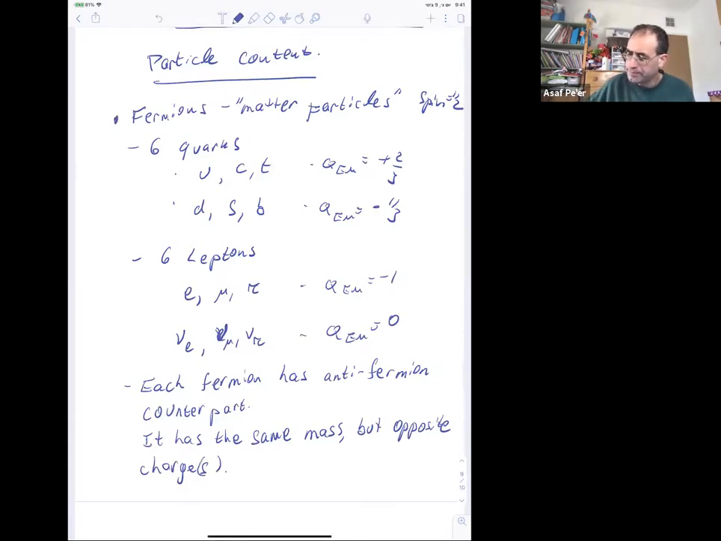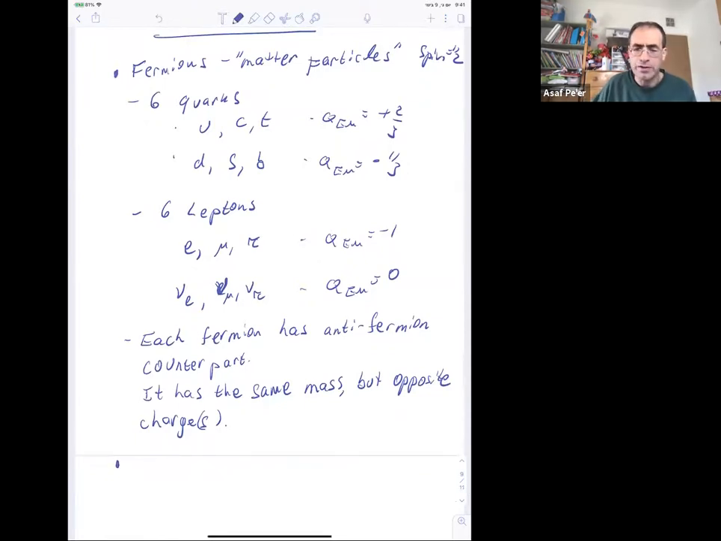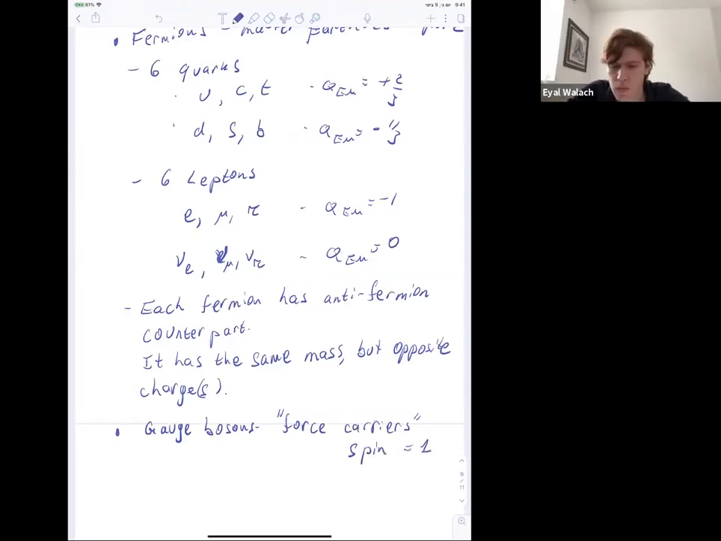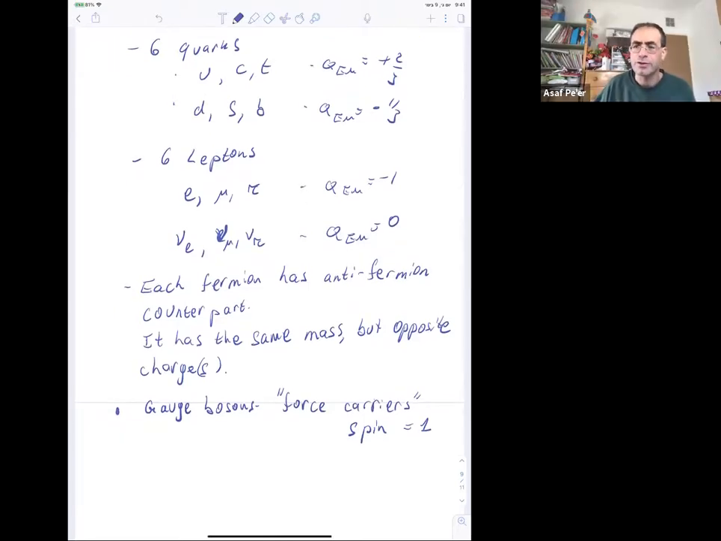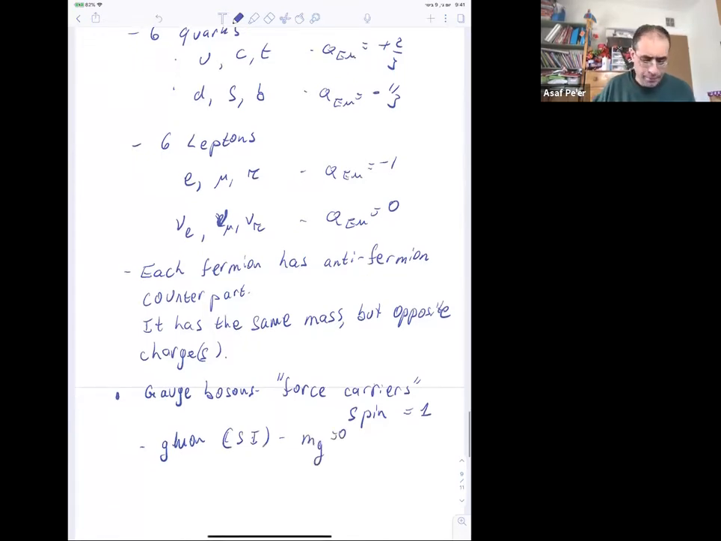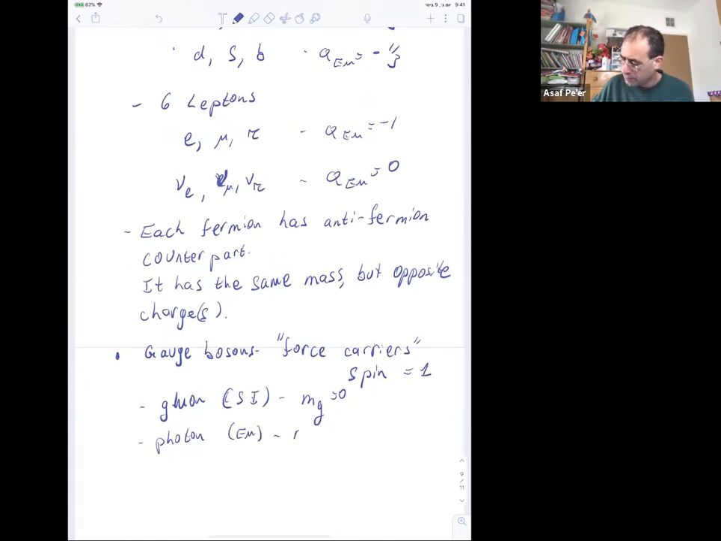So we said first are the fermions. Then we have the force carriers, which are the gauge bosons. These are the force carriers. All of them have spin 1. Since we have 3 forces, excluding gravity here, this is the strong force. The gauge boson that mediates it is the gluon. Strong interaction. The mass is 0. We have the photon. It's the mediator of the electromagnetic interaction. And of course, it's massless as well.